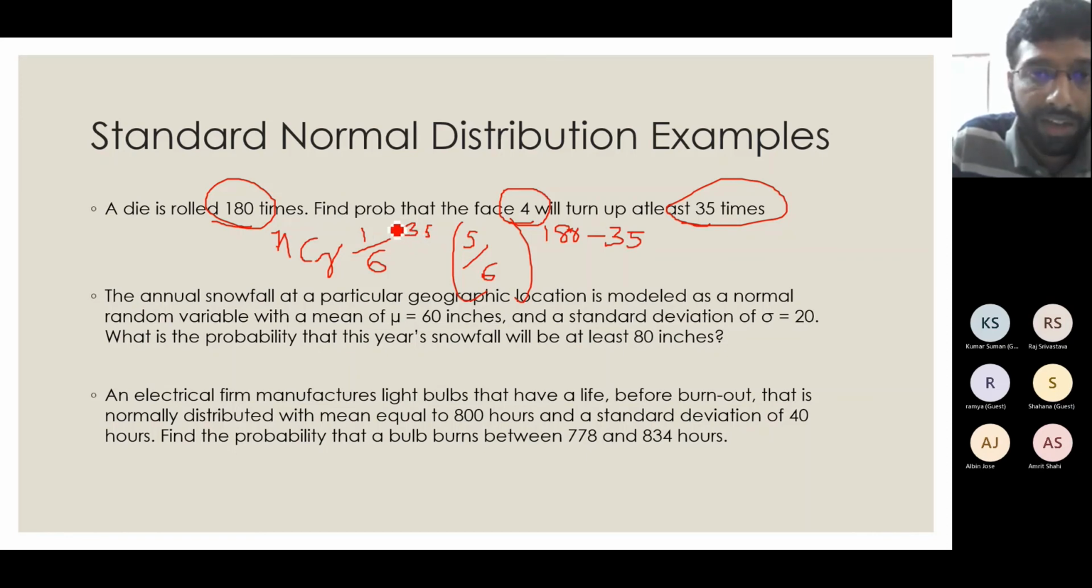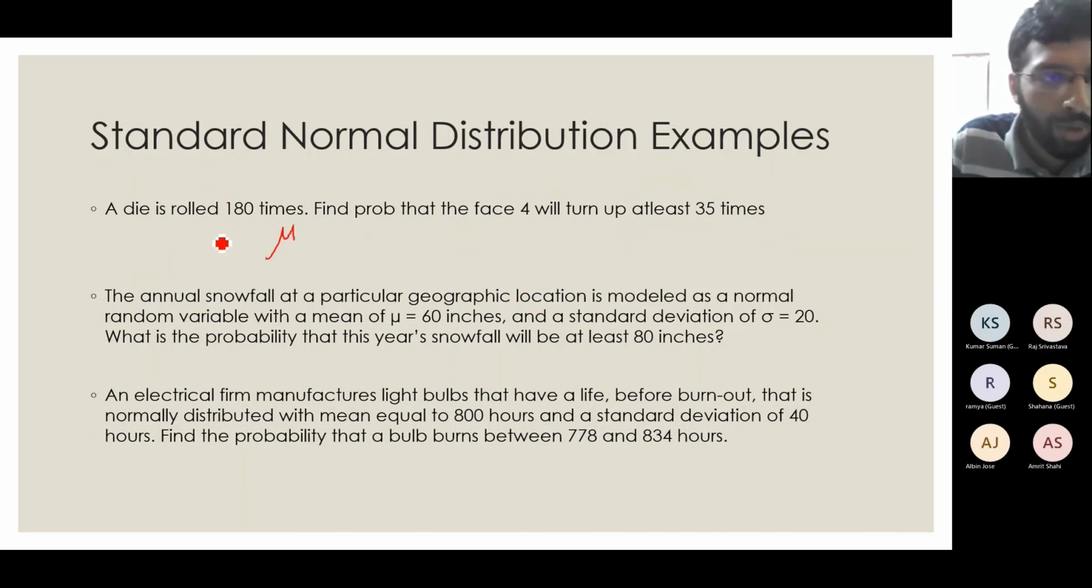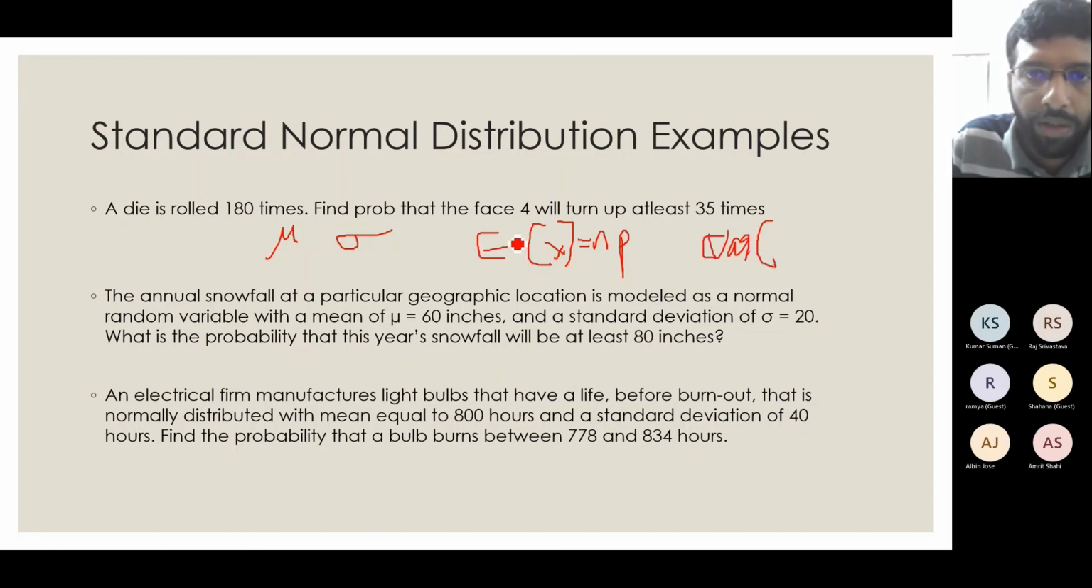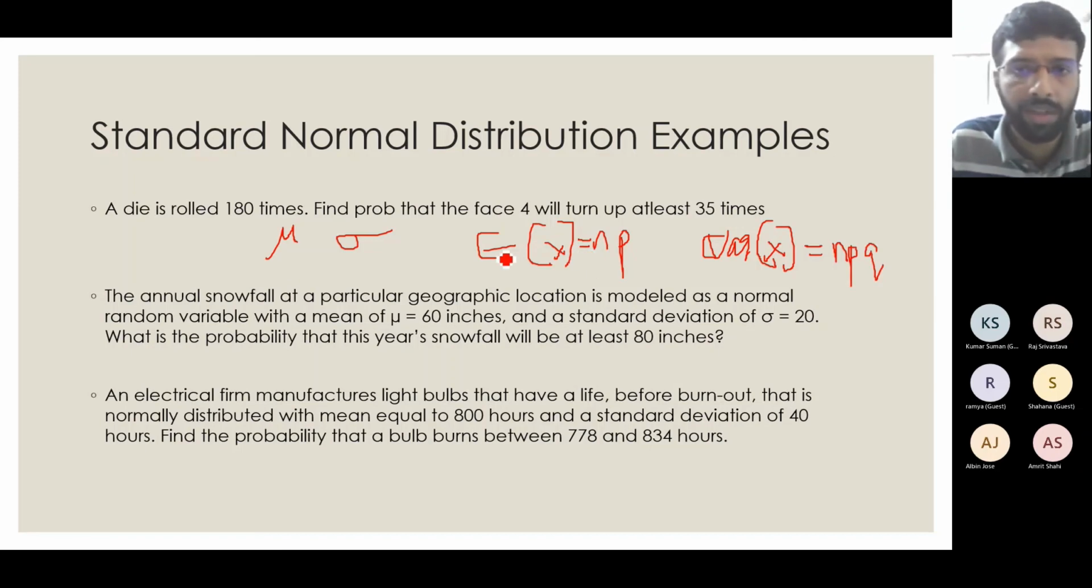But the question here is at least 35 times. So for this I have to find 35 times, 36 times, 37 times till 180 times. So that is very cumbersome, right? So for things like that, we can make use of the fact that a binomial distribution in the limiting case will be the same as a normal distribution. So we have to find the mu and sigma and use our z-score to find the corresponding value that we want. From the binomial distribution we know that E of x equals np. n is given here as 180, p is given here as 1 by 6. And similarly, variance of x for binomial distribution is npq. n is 180 here, p is 1 by 6, q is 5 by 6.